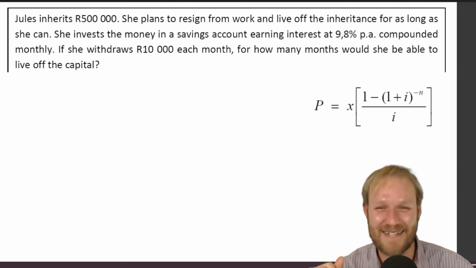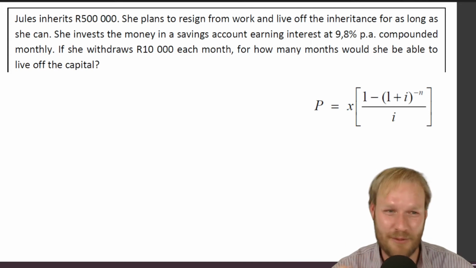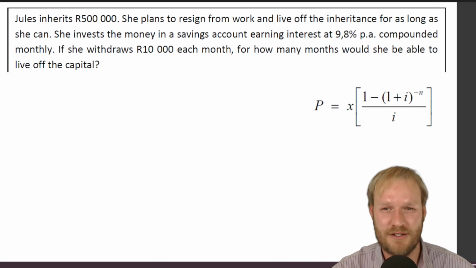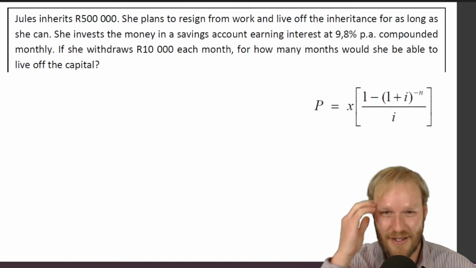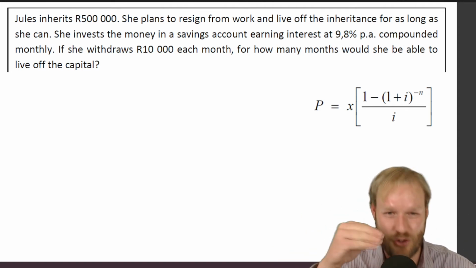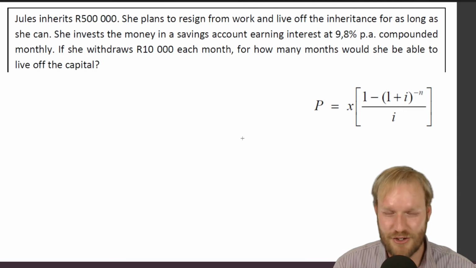She invests the money in a savings account, earning interest at 9.8% per annum compounded monthly. If she withdraws 10,000 Rand each month, find out how long she can live off this. Okay, so you've got the idea of the story. You inherit all the money, you pop it in the bank, you get interest on it, but you keep withdrawing a little bit each month.